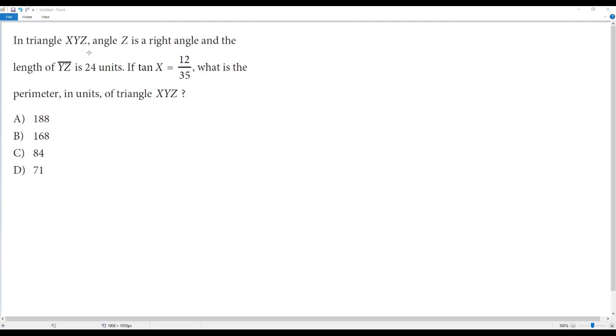In triangle XYZ, angle Z is a right angle and the length of YZ is 24 units. If tan x equals 12 over 35, what is the perimeter in units of triangle XYZ?